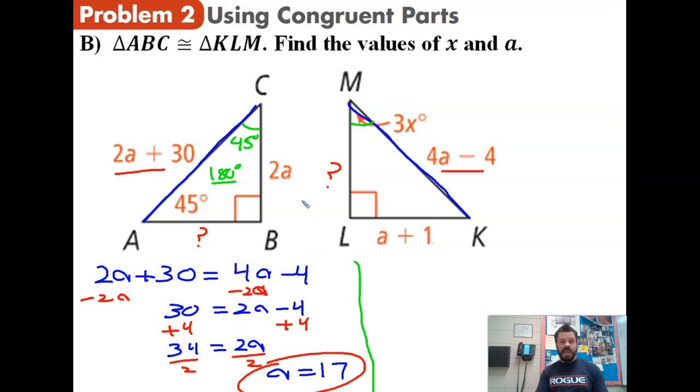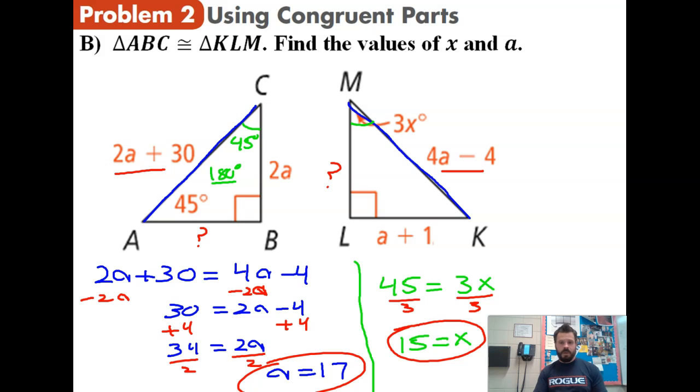All right, once I know that angle, I can say that angle C is equal to angle M. In other words, 45 is equal to 3x. And then we can just divide both sides of that equation by 3 to end up with x equals 15. Okay, so there's an example how we can use congruent corresponding parts to set up equations to solve for both side lengths as well as angles.